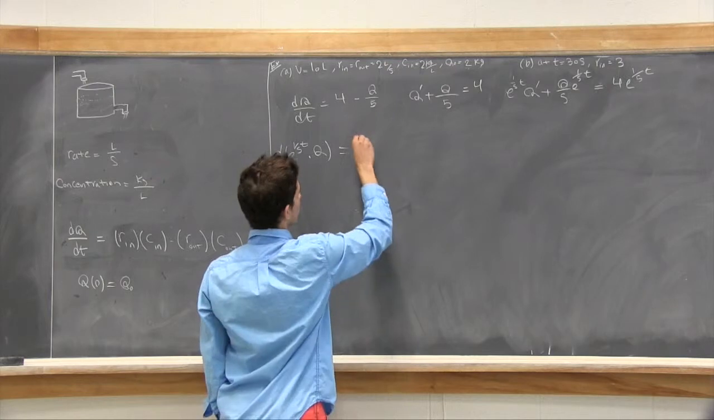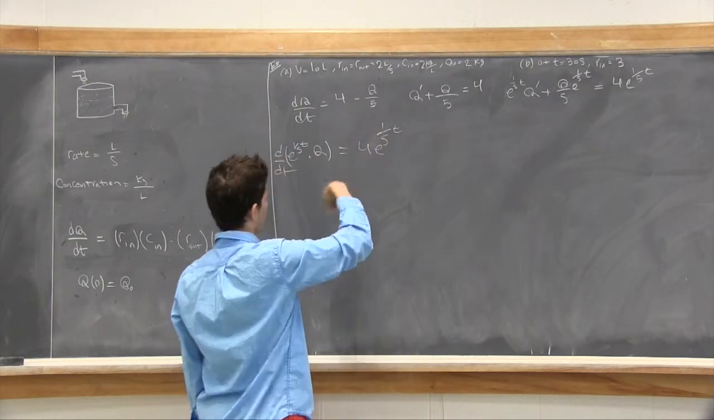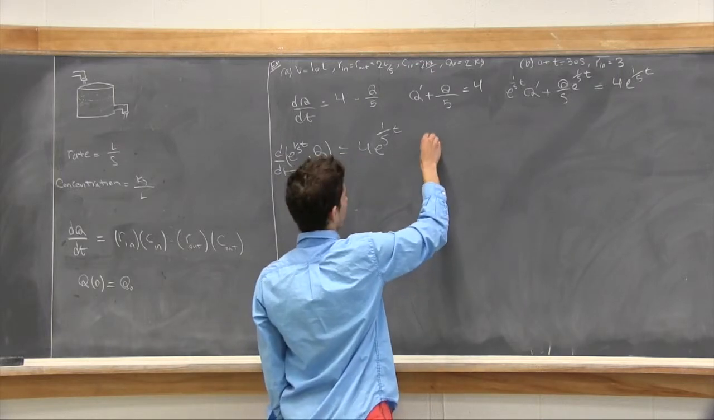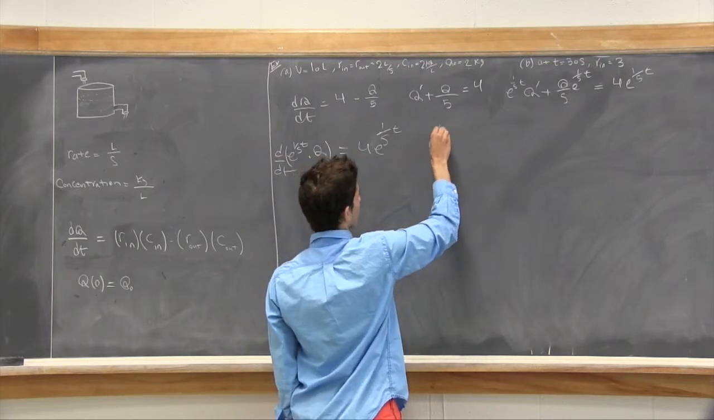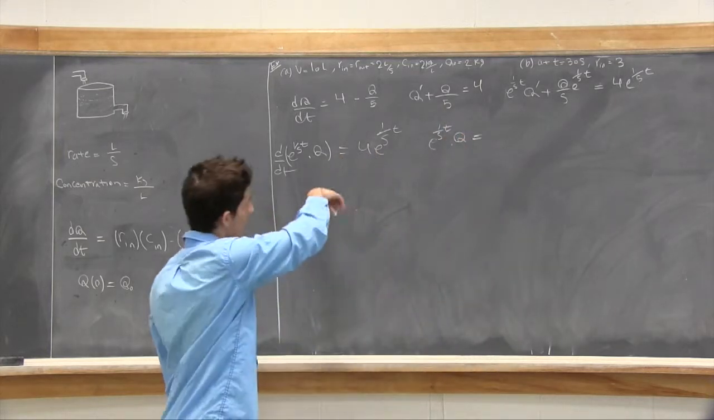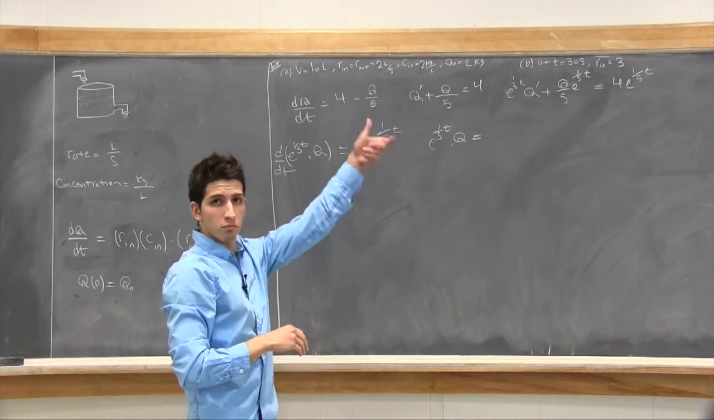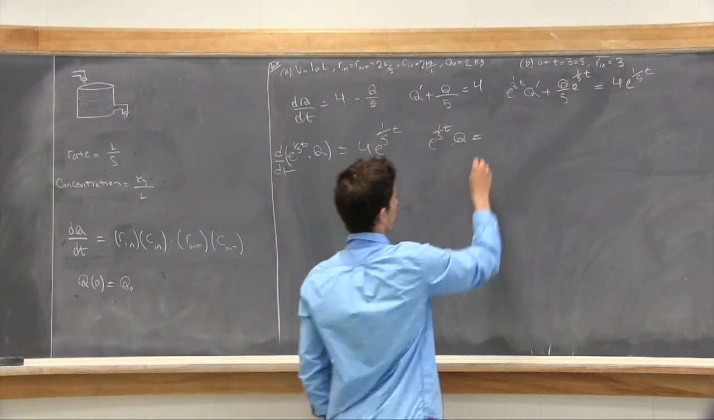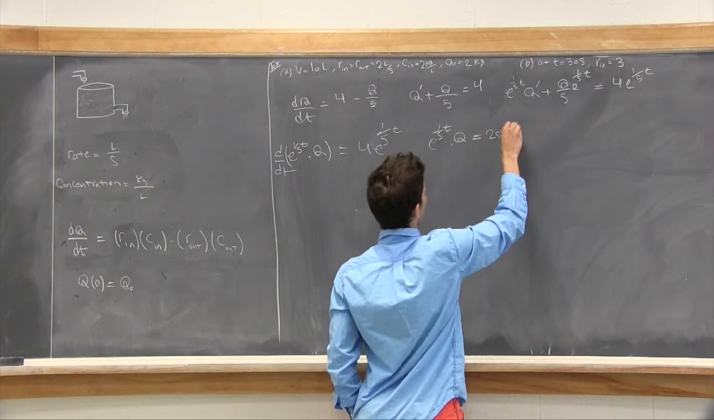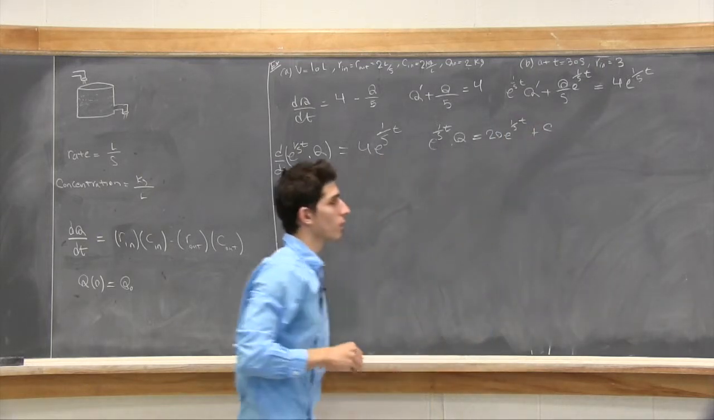And I'm going to write this. And now I'm actually ready to integrate, so I'm going to integrate both sides. On the left-hand side, I'm just going to be left with e to the 1/5 t times q. And on the right-hand side, I'm going to integrate this guy. Well, the 1/5 gets flipped and comes out, so I get 20 times e to the 1/5 t plus c. Okay?